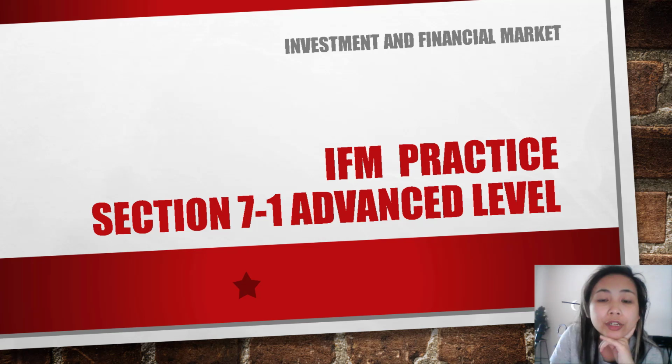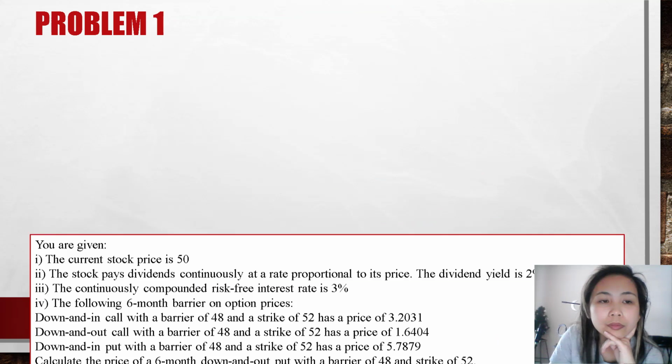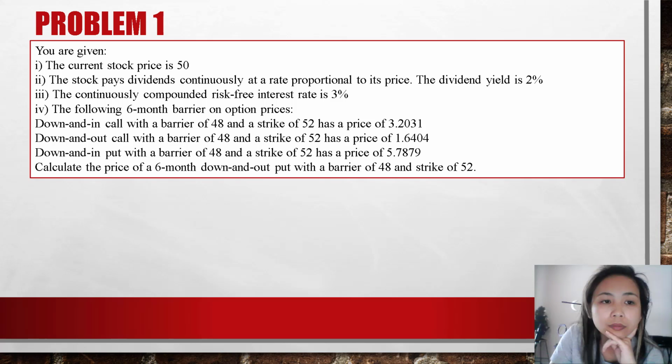It's Daniela Tran here, and today we are going to do some practice problems of section 7-1, the advanced level. Let's look at the first problem. You are given the first information. The current stock price is 50.